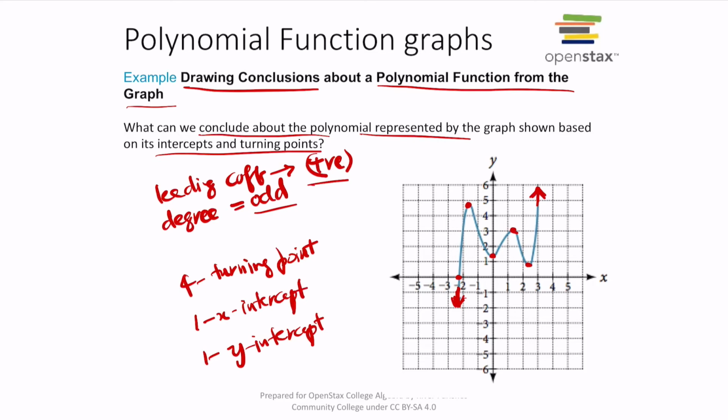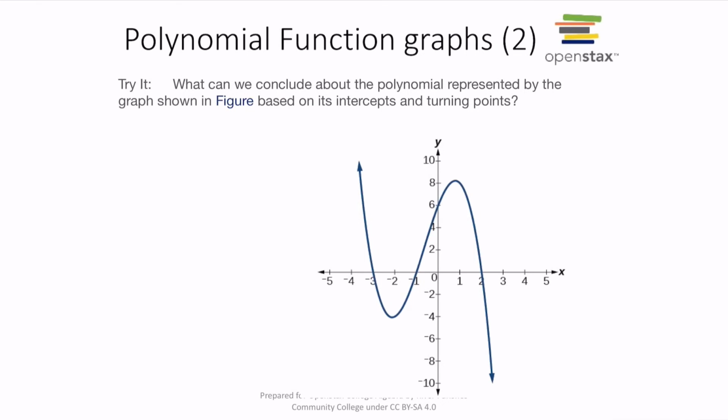Now, because there are 4 turning points, and if you consider that 4 is the maximum number of turning points, we can say that if this is n minus 1, then the degree will be 5. So this is something that can validate the assumption here. So use the same principle now. Pause the video right here and try to conclude what you see from the graph.